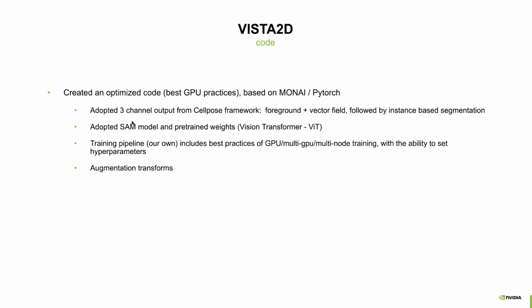From Cellpose, we adopted the 3-channel output, which is a nice way to segment these many cells without knowing how many there will be in the output. We have used SAM, well, only its vision backbone, primarily for its pre-trained weights to boost the performance, especially if you don't have too many ground truth images for cells. We did survey the literature for the best practices overall for training and included the best augmentation transforms we could find.